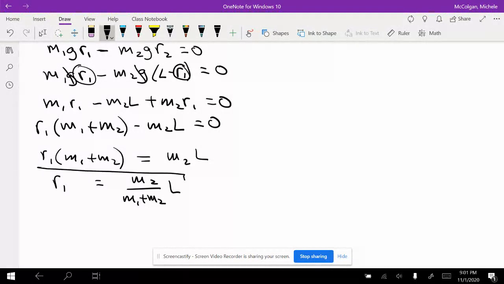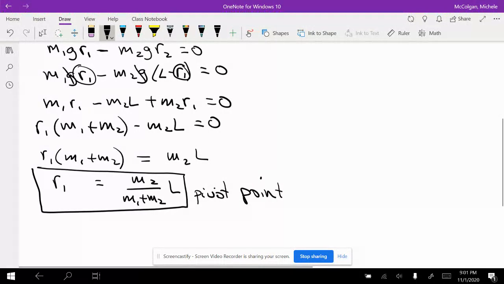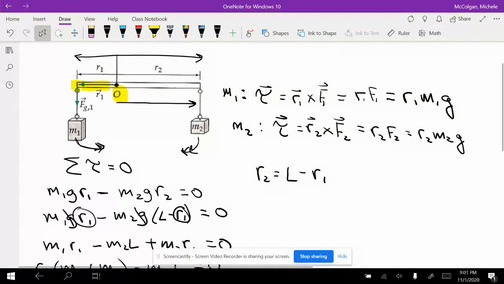So my pivot point is going to be R1, whatever we calculate this to be, given our masses and the length of our rod. That's where this position is going to be. I'm going to measure from one end of the rod to whatever length that is, and that's where my pivot point is going to be, where I'm going to hold that rod so that it remains horizontal.